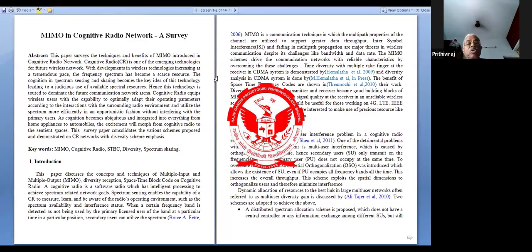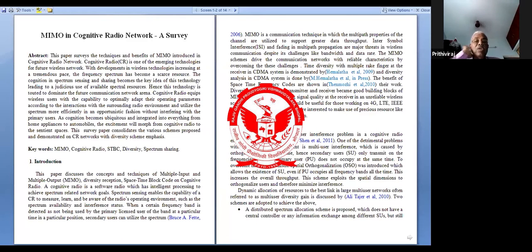The other is using MIMO in cognitive radio networks. So what it basically surveys is all the different techniques. If you look at it very carefully, it surveys the benefits of MIMO in introducing one of the emerging technologies for future wireless networks. Okay. Because the frequency spectrum is so scarce, we are able to couple a lot of these newer techniques to conserve the spectrum and use it much better.